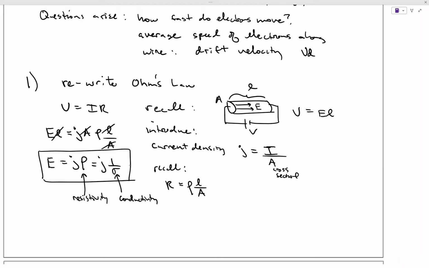I know it's annoying when we use letters to mean different things. This is not the volume charge density and the surface charge density, respectively. This is the resistivity and conductivity, so ohm meters and 1 over ohm meters in this context. So that's the microscopic Ohm's law relationship.